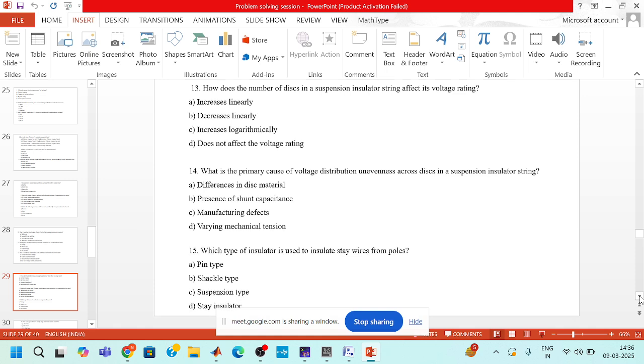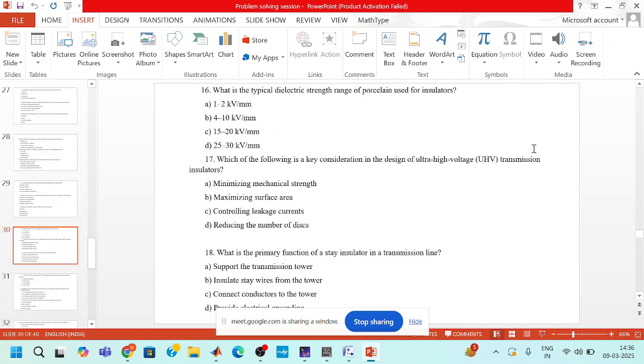Yes. Okay, good. Now, what is the typical dielectric strength range of porcelain used for insulators? 25 to 30 kV, madam. Anyone else? Yeah, typical range is 25 to 30 kilovolt per millimeter. It is the dielectric strength range of porcelain used for insulators. Okay, option D is correct.